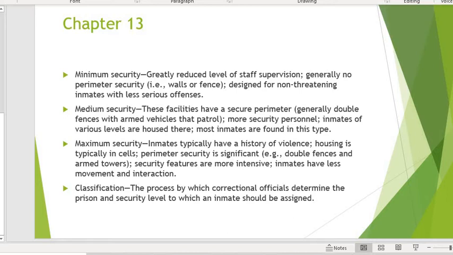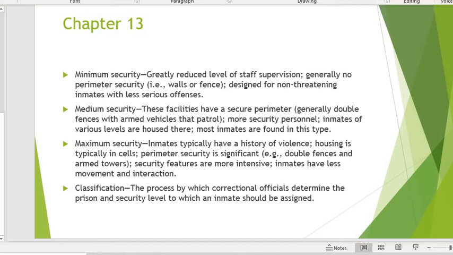With medium security, these facilities have a secure perimeter, generally double fences with armed vehicles that patrol. So this is a significantly higher level of security. More security personnel. Inmates of various levels are housed there. Most inmates are found in this type of facility, so this is the most common type. It's the image you probably have, perhaps of either medium security or even maximum security. You might have that image based on what you've seen in the media.